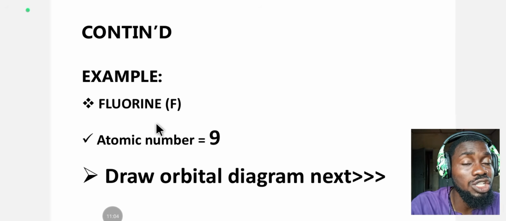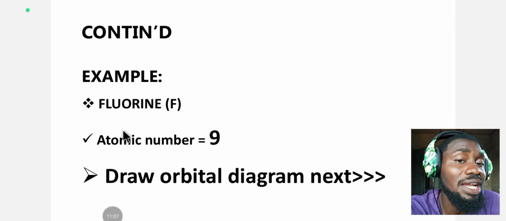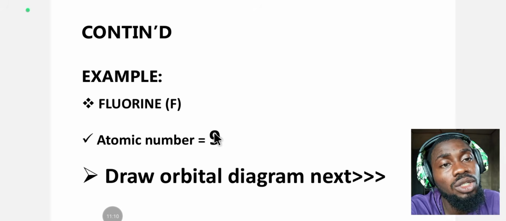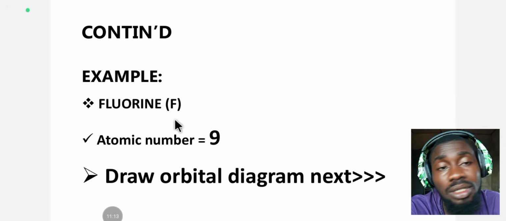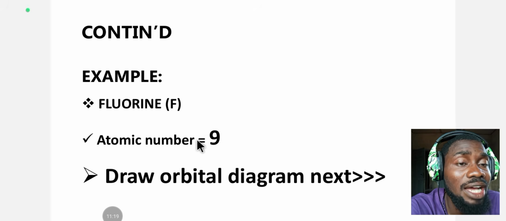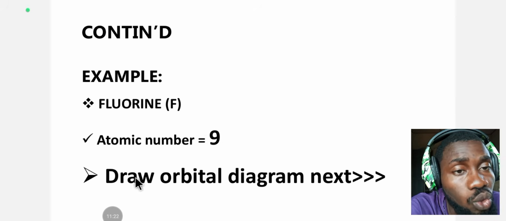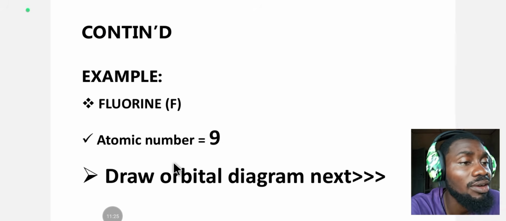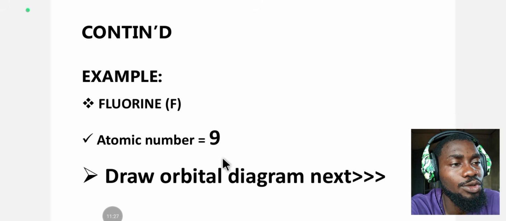The second thing to do is find the atomic number of the element, which is 9. The atomic number of fluorine is 9. So after figuring out the atomic number of the element, what do we do next? We draw the orbital diagram or the shell diagram of the element. Let's learn how to draw the orbital or shell diagram together.